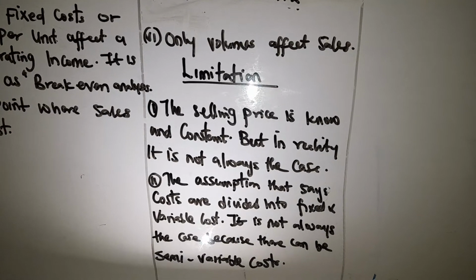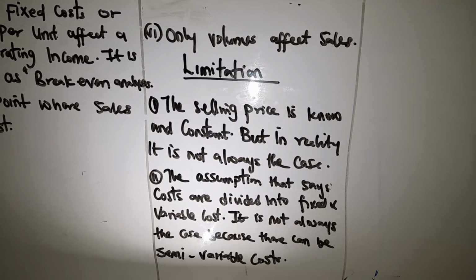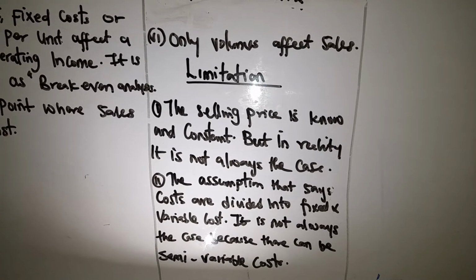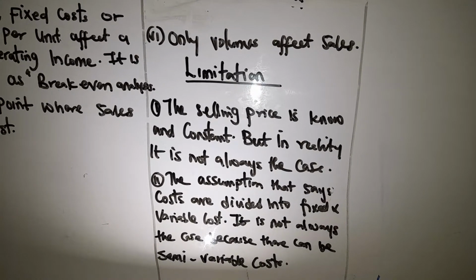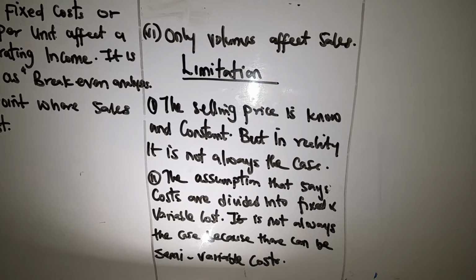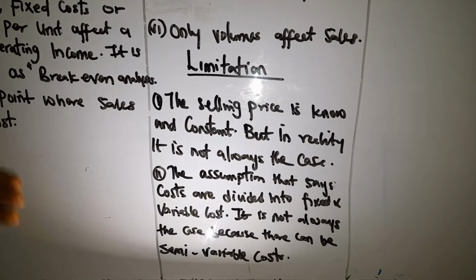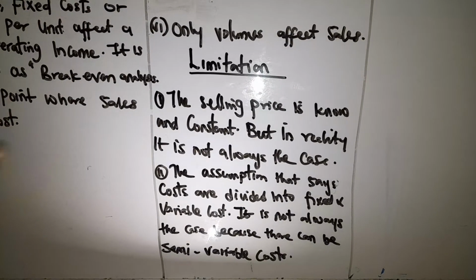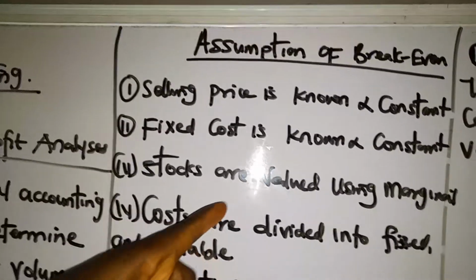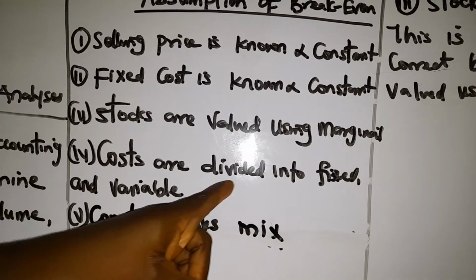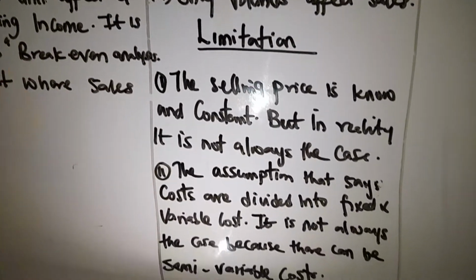It can fluctuate. Then number two is making us understand that the assumption that says costs are divided into fixed and variable costs is not always the case, because there can be semi-variable costs. That means a cost that has the element of fixed cost and variable cost, like the case of telephone expenses. So that means this assumption is not always true. Number four, costs are divided into fixed and variable cost. But this one now is telling us that it's not always true.